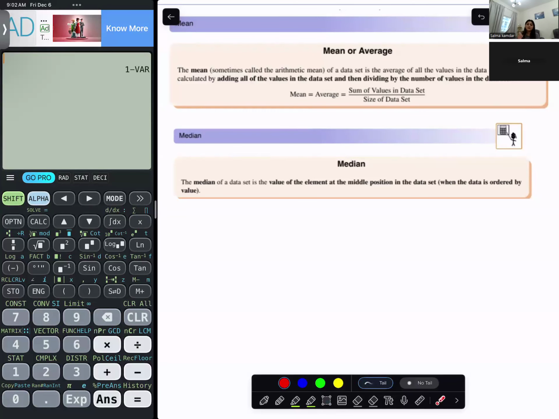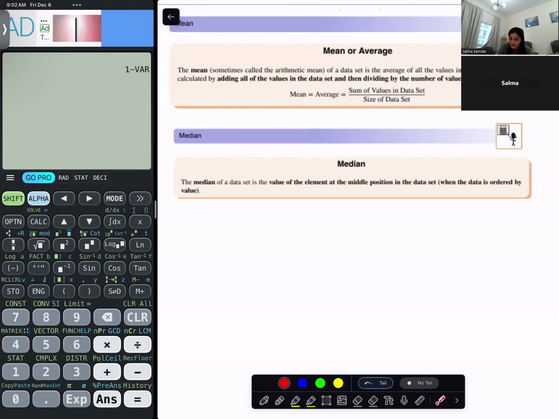So in our first video, we had already discussed the measures of location. There are three measures of location: mean, median, and mode. Mean. What is mean? Try to recall what is mean. It is the average of all the values in your data set.